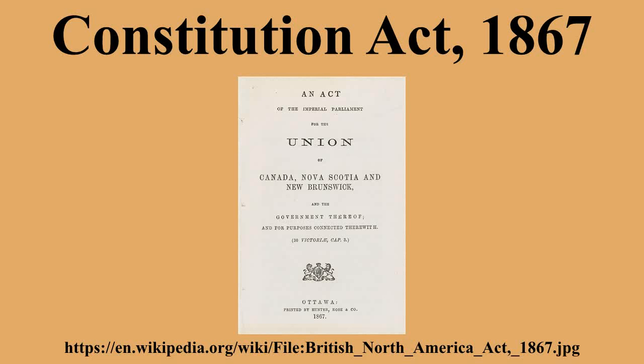Section 96 authorizes the federal government to appoint judges for the superior, district, and county courts in each province. No provinces have district or county courts anymore, but all provinces have superior courts. Although the provinces pay for these courts and determine the jurisdiction and procedural rules, the federal government appoints and pays the judges. Historically, this section has been interpreted as providing superior courts of inherent jurisdiction with the constitutional authority to hear cases.